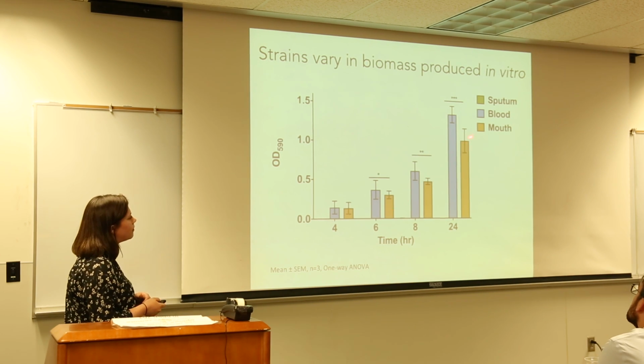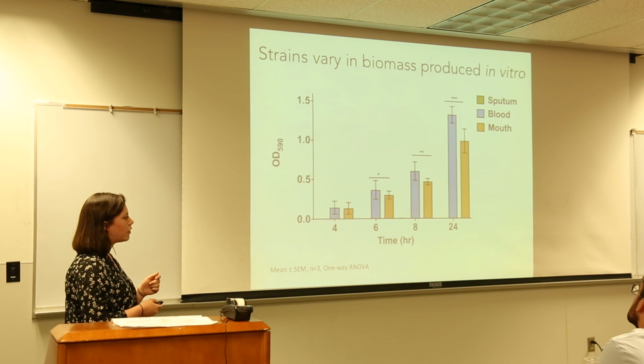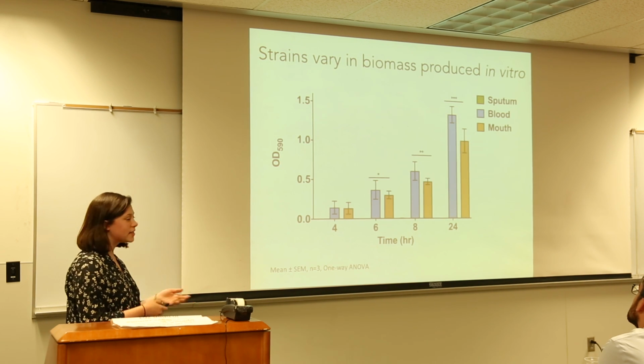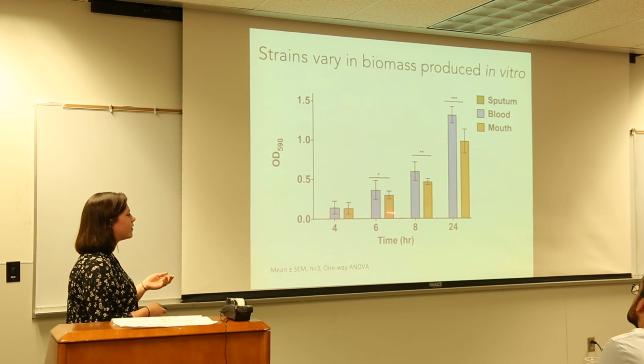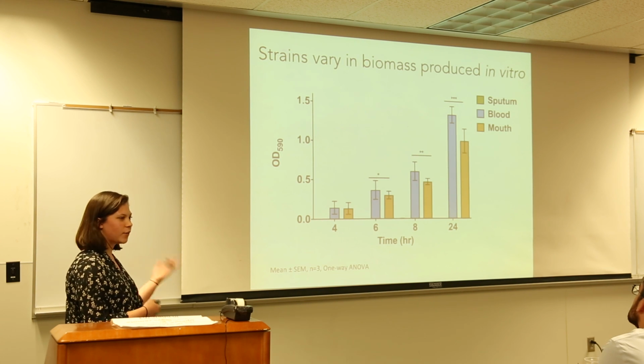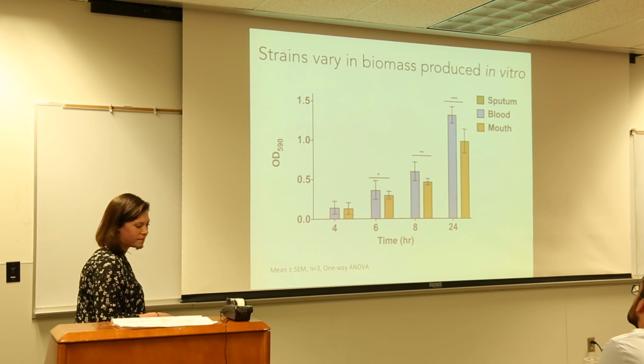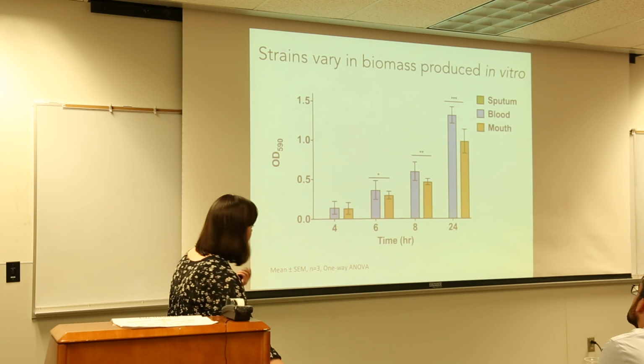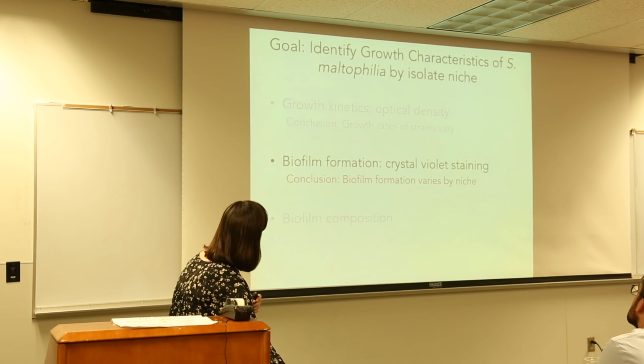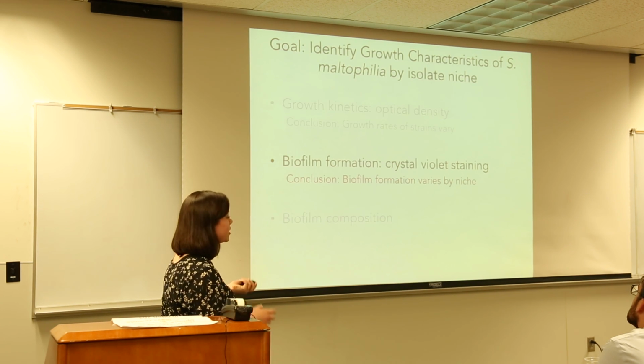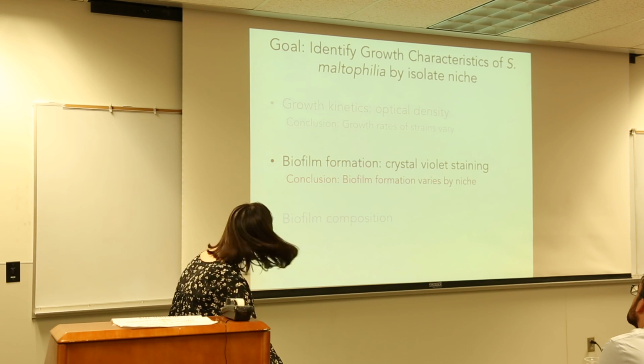There might be some explanation as to why the blood made more than the mouth just based on those differential growth rates, but for the sputum strain, there was no real explanation by growth rate as to why this didn't form any biofilm at all. So that's something we want to investigate in the future. So the conclusion of this was just that biofilm formation does vary by niche of origin.